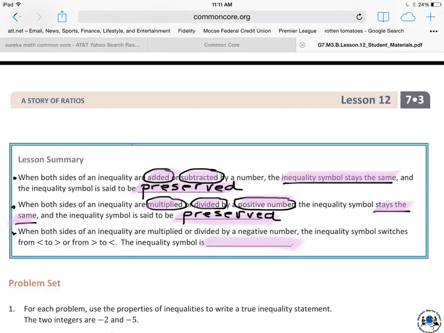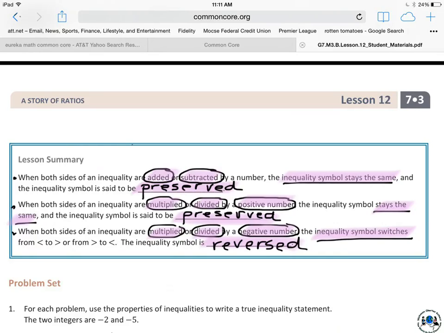Now, when both sides of an inequality are multiplied or divided by a negative number, the inequality symbol switches. So the inequality symbol is reversed. Inequality symbol switches when you multiply or divide both sides of an inequality by a negative number. Negative means opposite of, so it makes sense that the inequality symbol would be reversed.